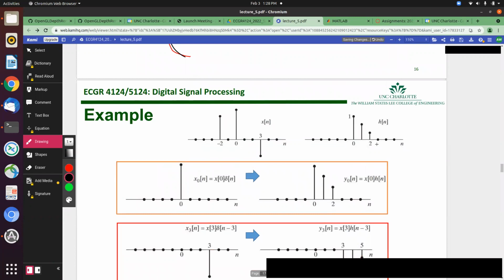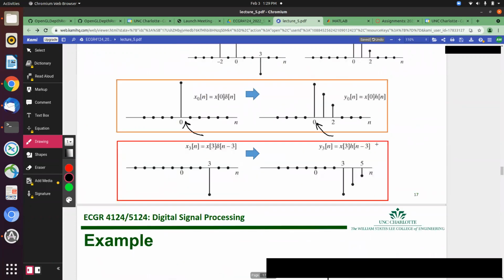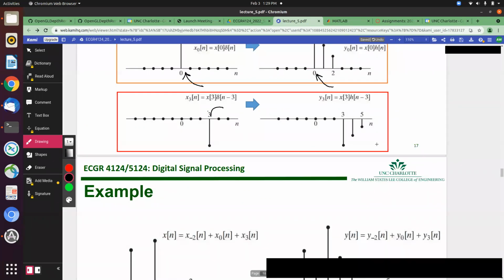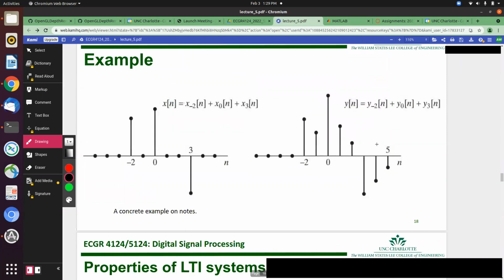Then we consider the value at 0. We get this function when we do the convolution for that value. And when we consider the value at 3, we get this function, because in this case x of 3 was negative, so it flips h to be negative, and it now starts at 3. Then we add together all of those signals. When we add together all 3 of those signals, this is the signal we get, and that is the value of the convolution.